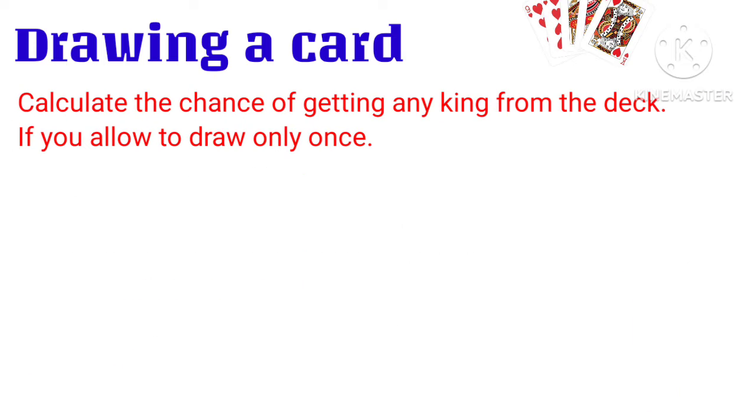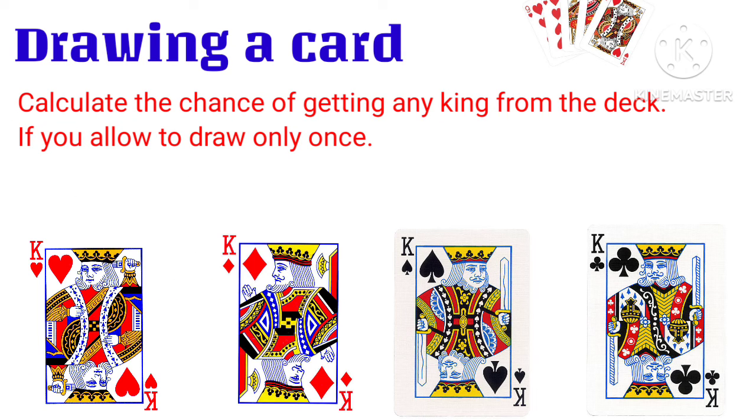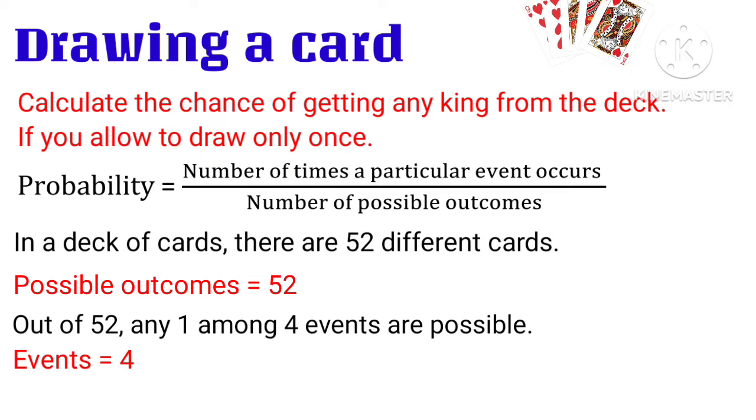0.019. Now if I ask you to estimate the probability of getting any king, whether it's a heart, diamond, spade or club, how will you calculate this? Let's find out. There are 4 cards that are kings, which means 4 events and 52 possible outcomes. The probability of drawing a card and obtaining a king is therefore 4 by 52.